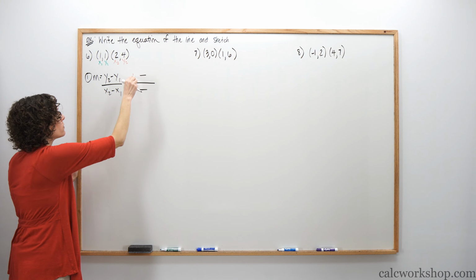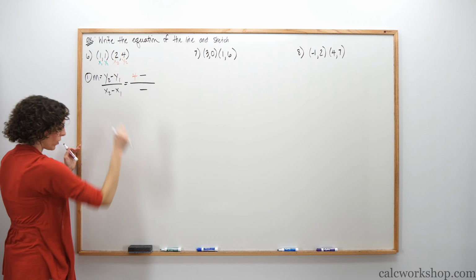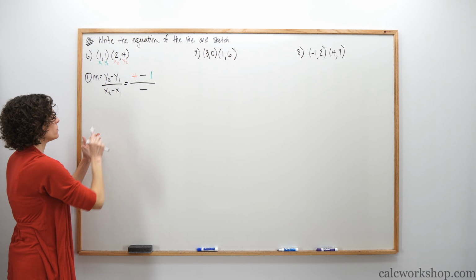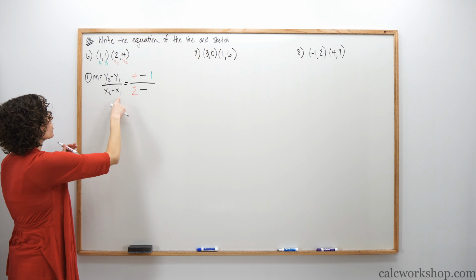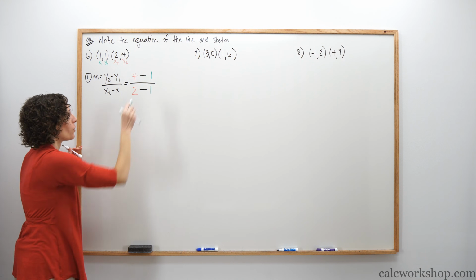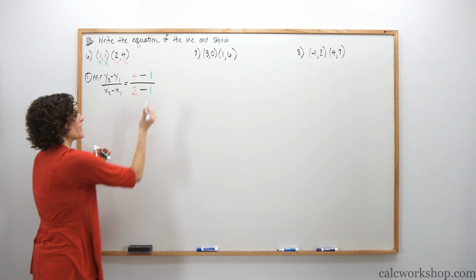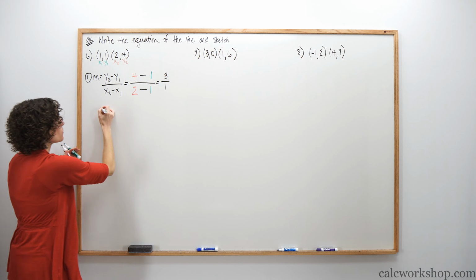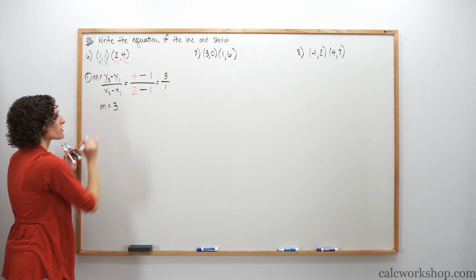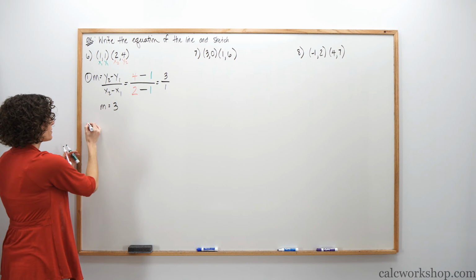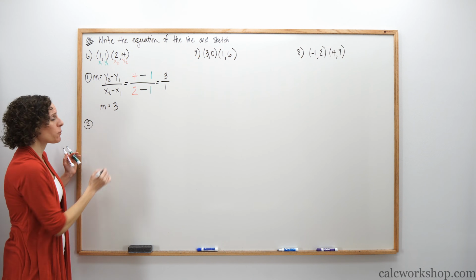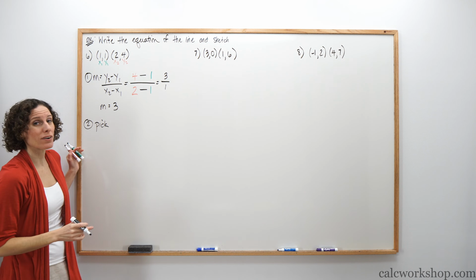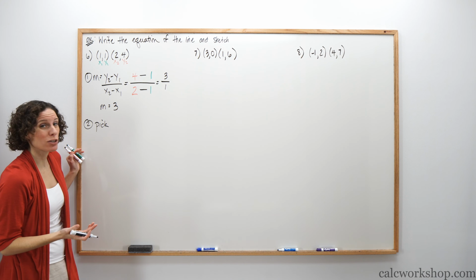y2 is 4 and y1 is 1. And then x2 is 2 and x1 is 1. All we have to do is simplify it. 4 minus 1 is 3 and 2 minus 1 is 1, which means m is just the value of 3. Easy. Step number 2, pick a point. We have to pick either (1, 1) or (2, 4). It's not going to make a difference. I'm going to choose the first one.